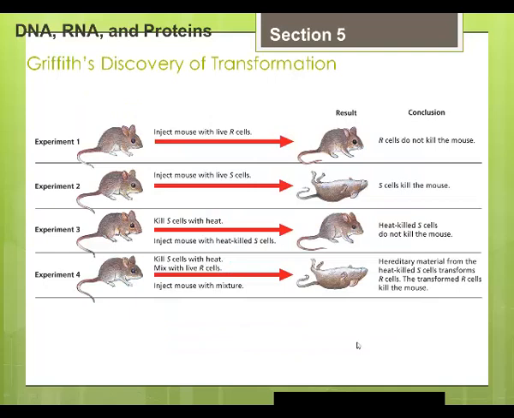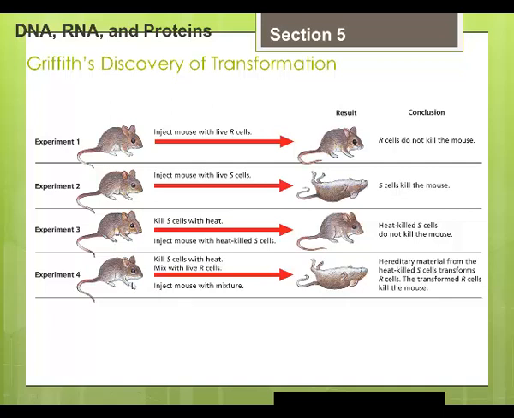This picture is a picture of Griffith's discovery. So in experiment 1, he injected a mouse with live R cells, and the result was the mouse ends up living. Okay, so R cells are not dangerous to the mouse. In experiment number 2, he injects the mouse with live S cells, and S cells kill the mouse. So he knows that S cells are harmful to the mice. In experiment number 3, he kills S cells with heat. So those cells that before, when they were alive, were dangerous or harmful to the mouse, he kills them with heat, he injects it into the mouse, and the mouse ends up surviving.